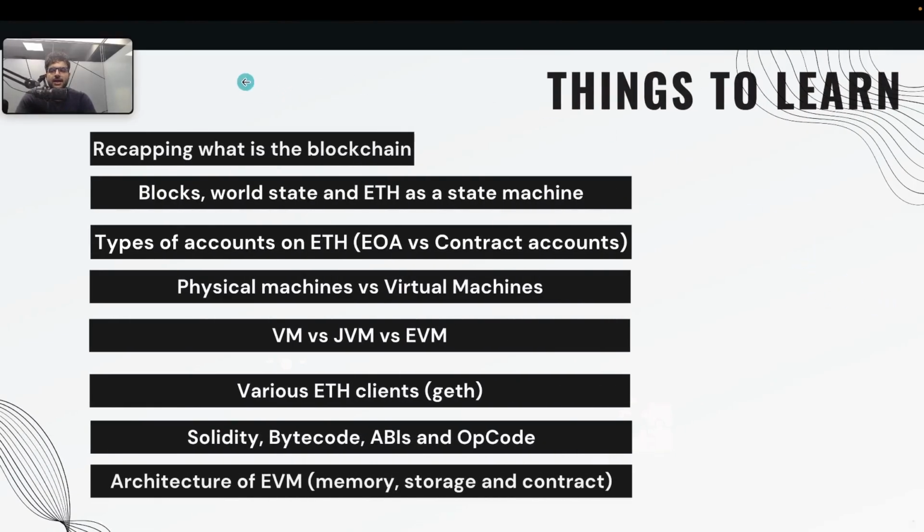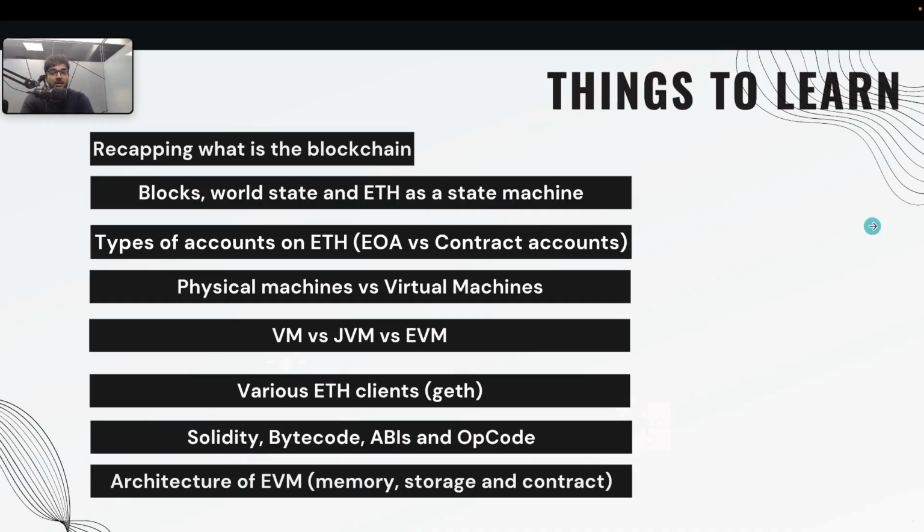We are going to recap what is the blockchain, understand the world state in Ethereum. What does it mean when I say Ethereum as a state machine? Why do all smart people keep on saying, we'll make our own state machine? Types of accounts in Ethereum, externally owned accounts and contract accounts.